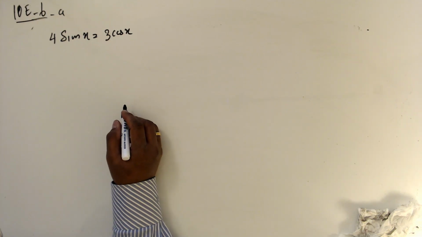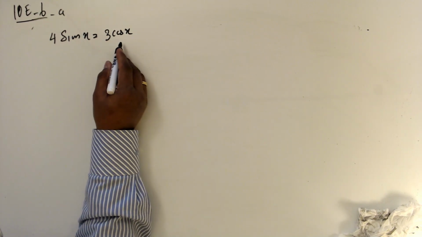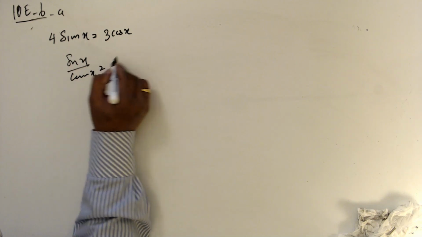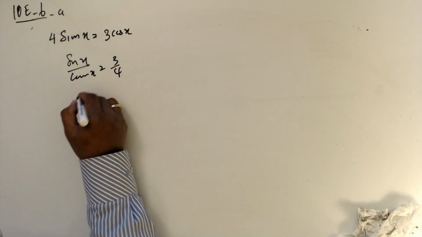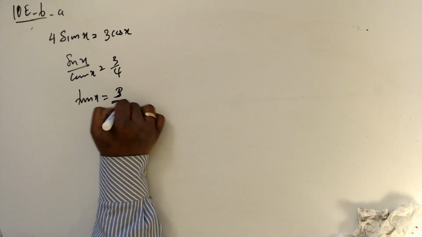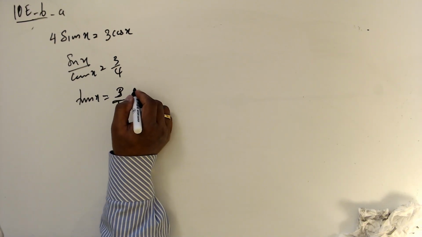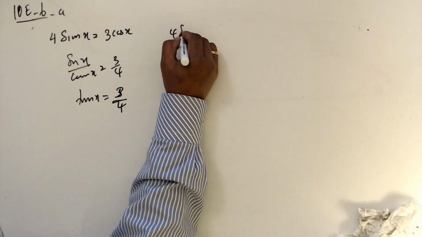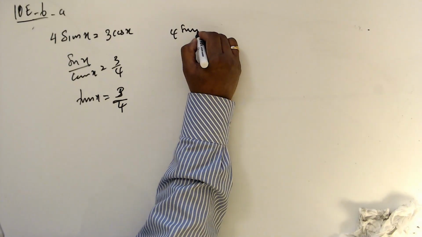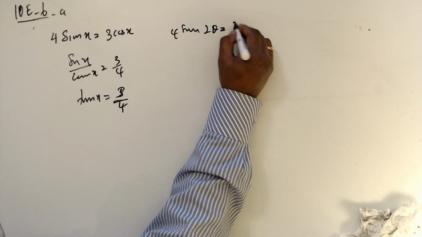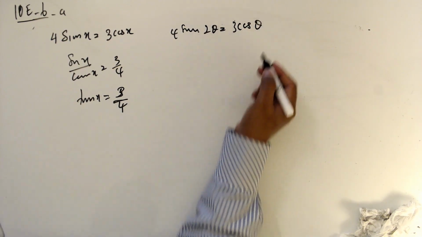Question number 6. For sin x equal 3 cos x, it means sin x over cos x is 3 over 4. It means tan x equal 3 over 4. And then the other one is given 4 sin 2 theta equal 3 cos theta.